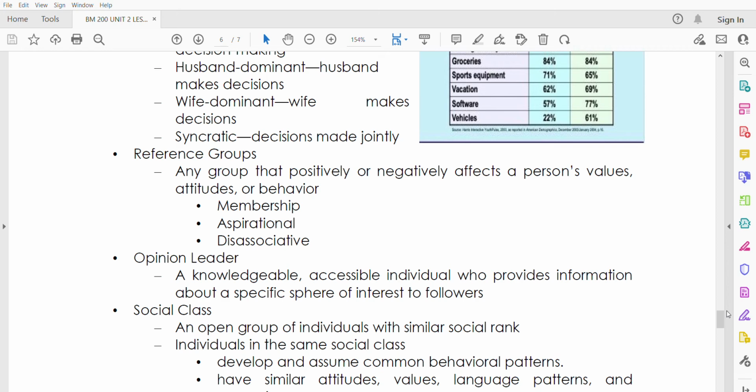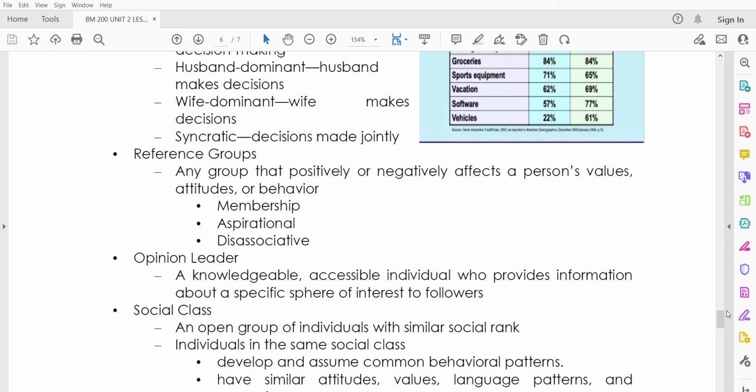Opinion leader, these are a knowledgeable, accessible individual who provides information about a specific sphere of interest to followers. Opinion leaders could either be your boss in your work, pwede pod siya inyong pastor or inyong priest in your religious group or sa church ninyo. It could also be kanang leader-leadero ninyo nga friend nga daghag na ibaw-an that would influence you on what to buy, what products to use, what certain brands are amendable, mga ingon ana. Mo na sila mga opinion leader.